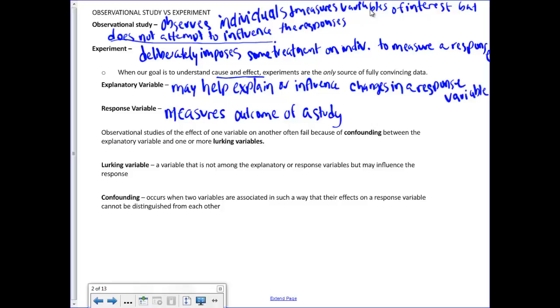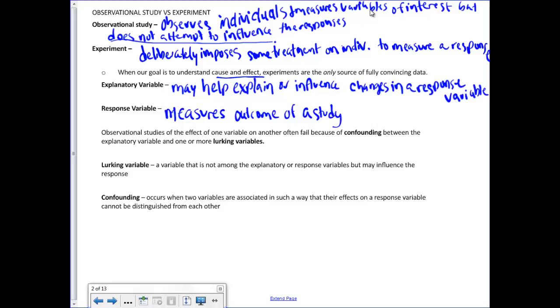Working variables, we'll talk about those in a minute. Observational studies often have something going on as well, even sometimes in experiments, talking about confounding and working variables. Have you heard these terms before? Some of you in AP Psych maybe? Confounding is the process of what happens when there are working variables. Here's the definition of a working variable: a variable that's not among the explanatory or response variables, but may influence the response.